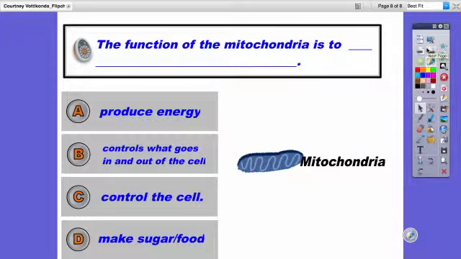So let's try this last one. The function of the mitochondria is to, it is A, produce energy. Remember, the mitochondria is a mighty powerhouse.